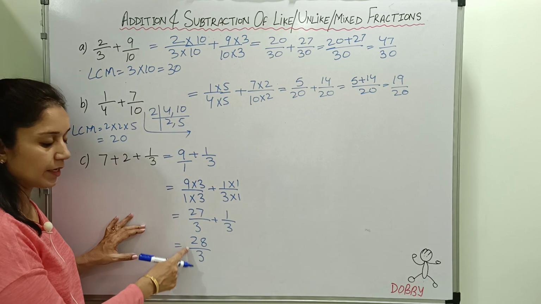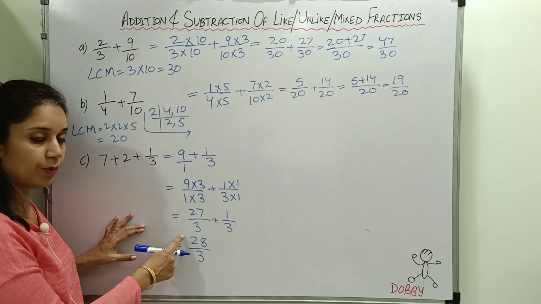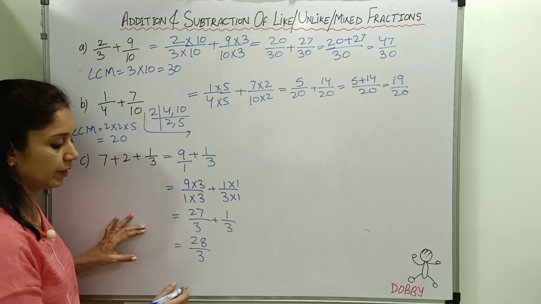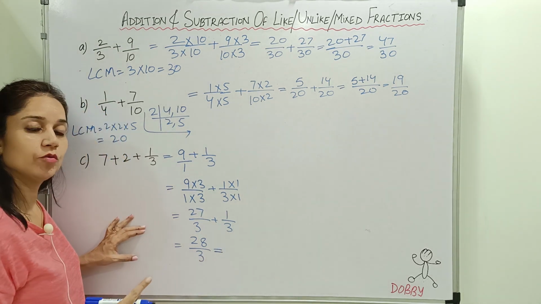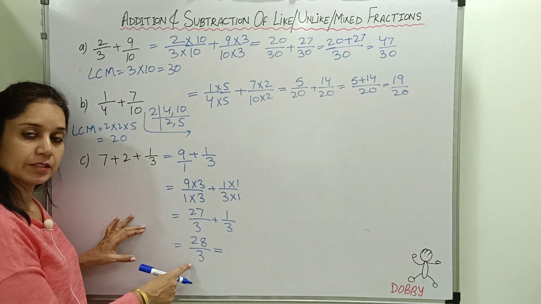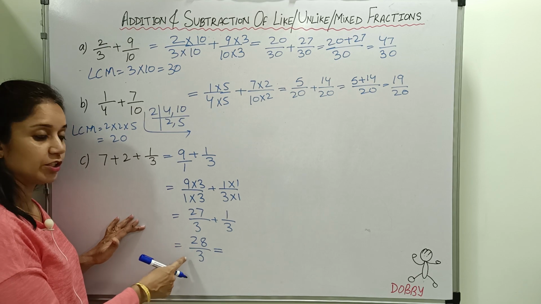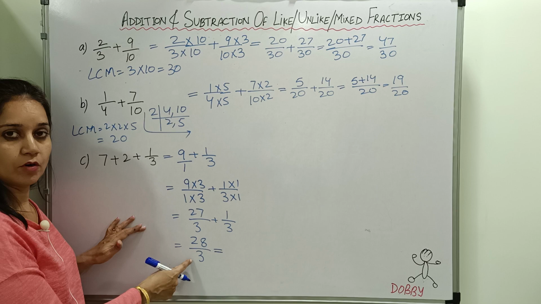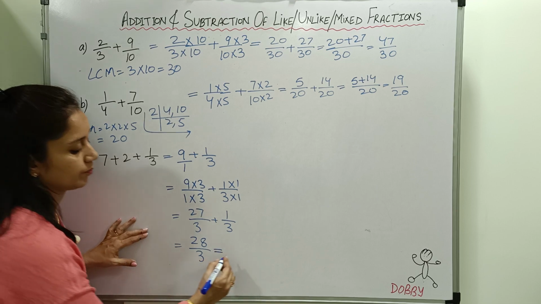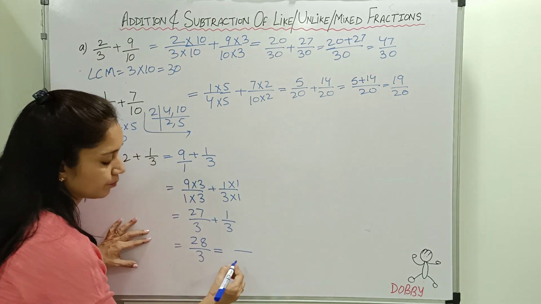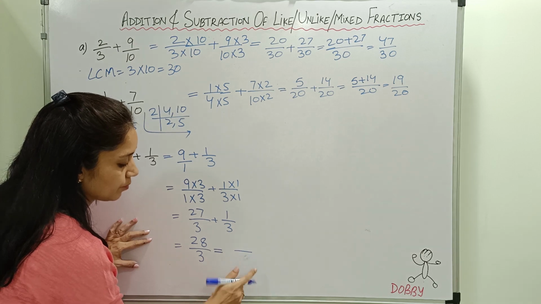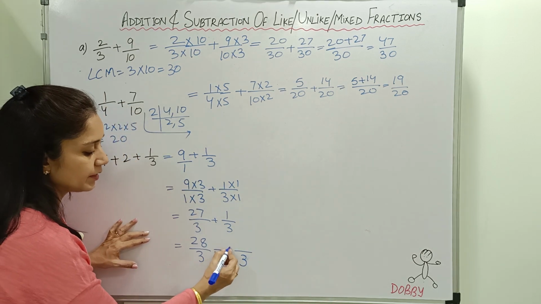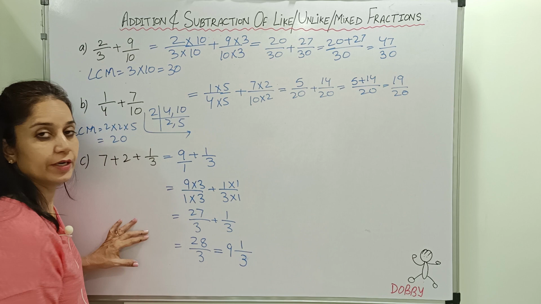Whenever you are getting the answer as an improper fraction, improper means numerator is greater than denominator, that time you have to check whether it is such a fraction which can be reduced further, then make it into the lowest term. If not, then convert into mixed fraction. Read the table of 3. 3 9s are 27 plus 1, 28.